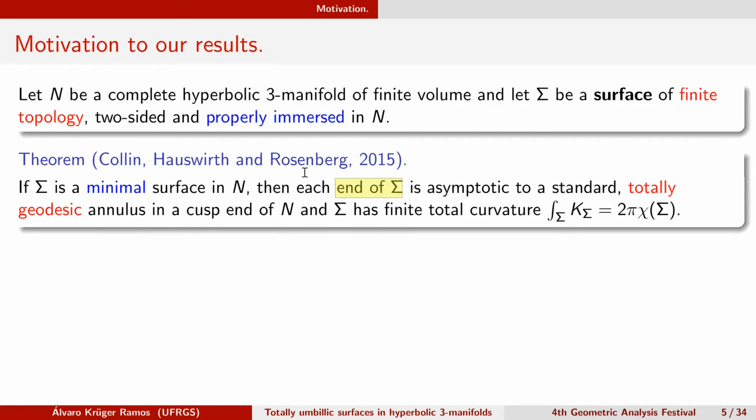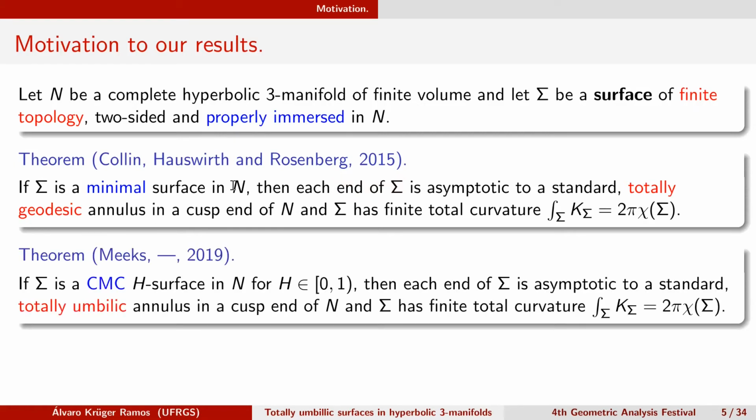They actually do a little more than that. They also work in another space, which is the product of a hyperbolic surface with S1, so a manifold covered by H2 cross R. But here I am interested in this statement. So a few years later, Mix and I generalized this result for CMC surfaces with mean curvature H in this range, between 0 and 1, and we find the same thing. Each end of sigma is asymptotic to a standard totally umbilic annulus, because now mean curvature could be positive, so it's no longer totally geodesic, in a cusp end of N, and it has finite total curvature equal to 2 pi times its Euler characteristic.